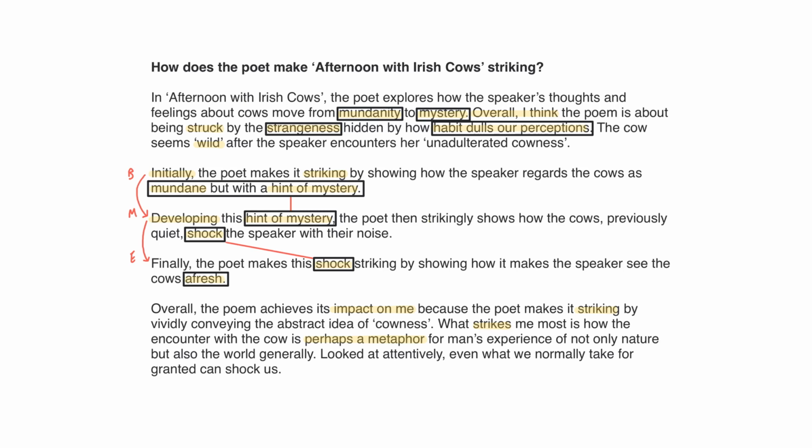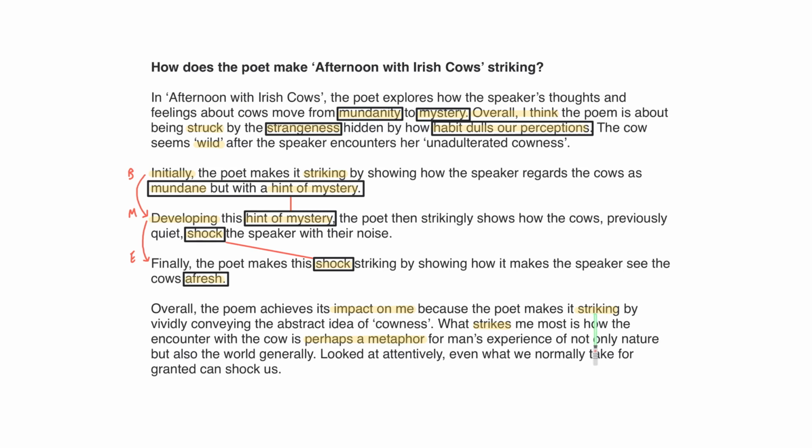The conclusion, like the introduction, is written out here in full, just so we can revise technique. Note that I've made sure I explain the impact on me. So the best answers conclude with an individual evaluation of the impact of the text on the reader. So impact on me is a nice phrase to use, or overall I got the impression of can also work.